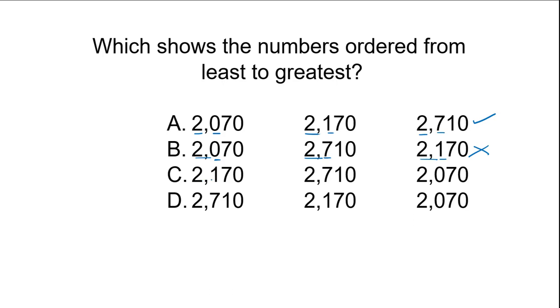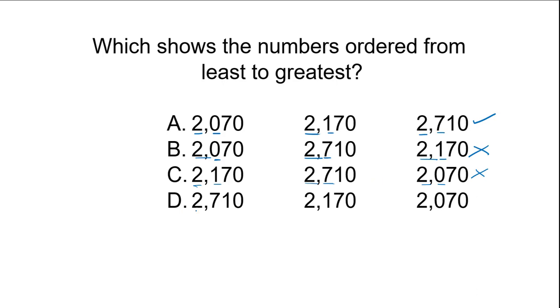Let's move on to C. We've got 2 in the thousands place, 2 in the thousands place, 2 in the thousands place. But then we look at the digit in the hundreds place, and it's a 1, a 7, and a 0. So that's not showing least to greatest either because the 1 in the hundreds place is less than the 7, but then the 7 is greater than the 0. So it doesn't match up to least to greatest.